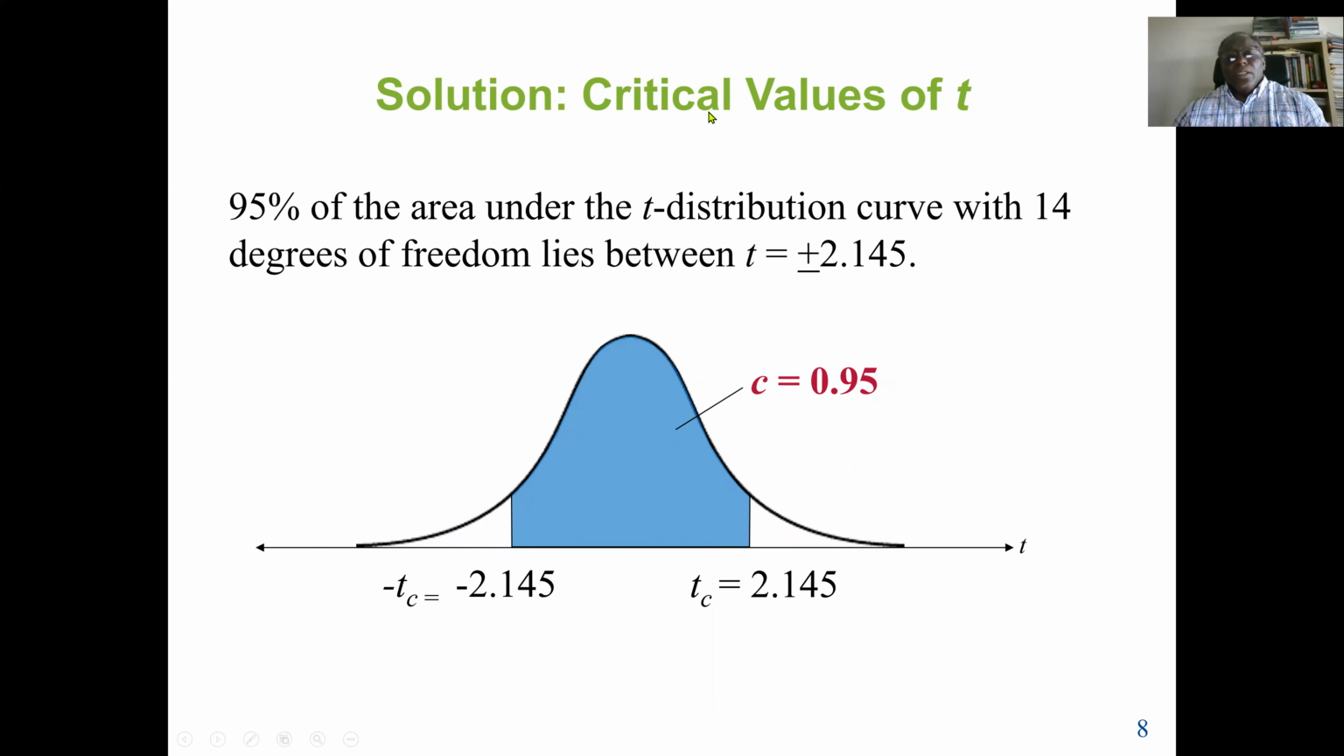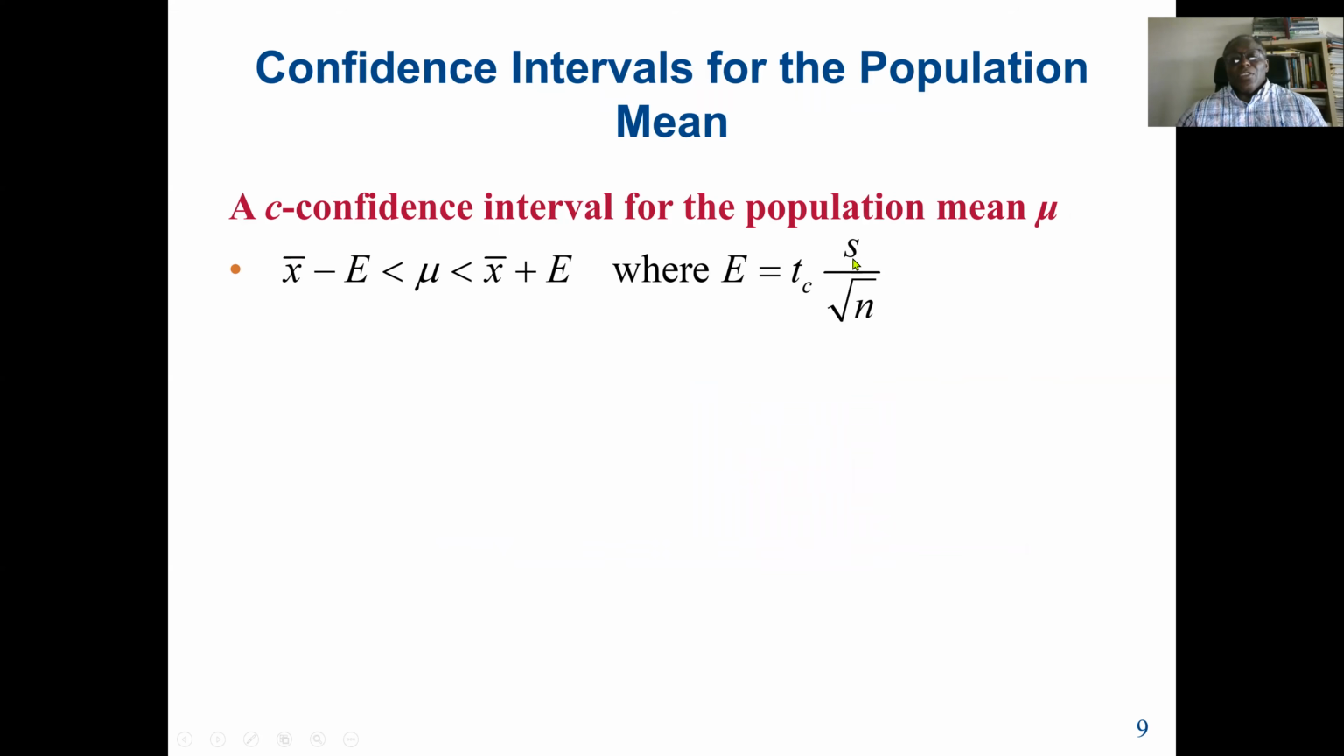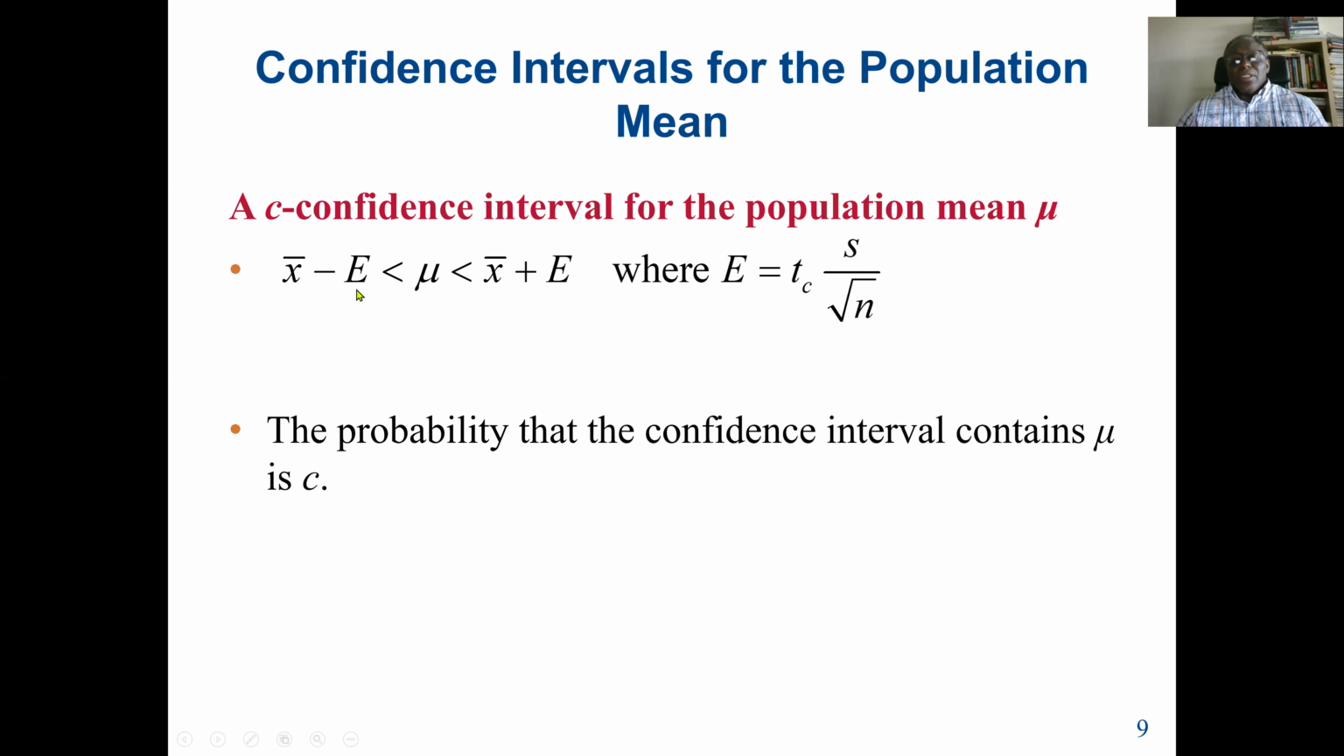So here we say the c-confidence interval for the population mean. Same formula as we used in the previous. So it will be sample mean plus E or sample mean minus E. And then the probability that the confidence interval contains mu is always c.